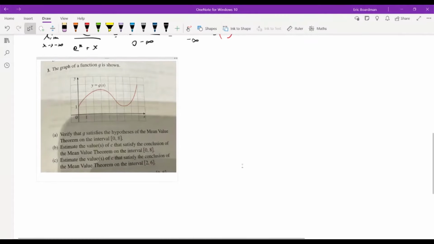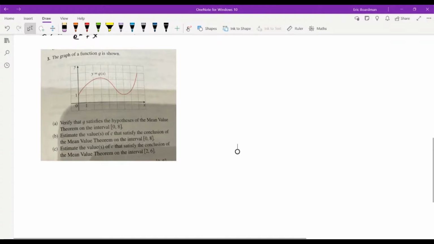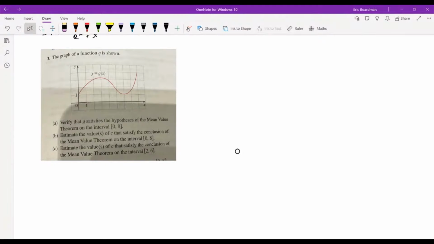Okay, so it says the graph of a function g is shown. A, verify that g satisfies the hypotheses of the mean value theorem on the interval 0 to 8. B, estimate the values of c that satisfy the conclusion of the mean value theorem on the interval 0 to 8. And C, estimate the values of c that satisfy the conclusion of the mean value theorem on the interval 2 to 6.